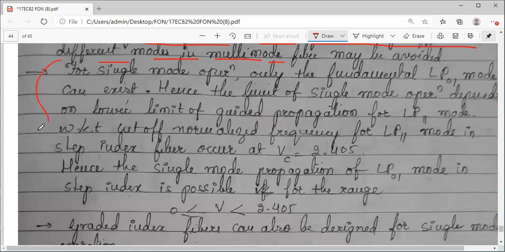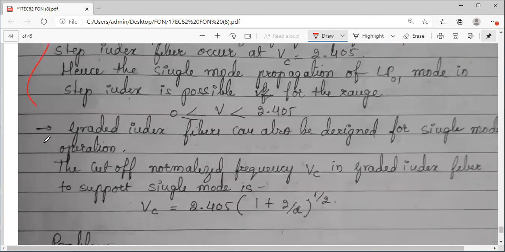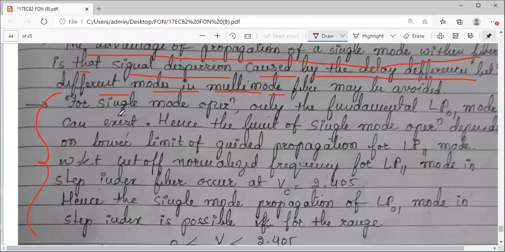Whatever I am dealing with now is for step index. The same thing, I will just explain for graded index. Now, for single mode operation, we have already seen what a mode is, modes in the case of optical fibers. We have even studied modes in the planar waveguide, where TE and TM modes are supported.